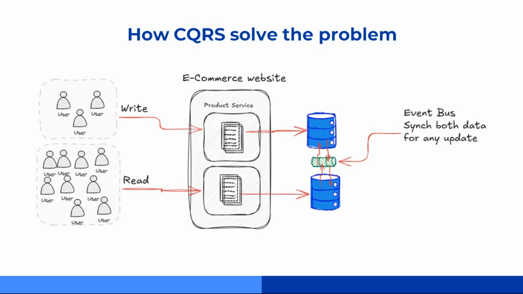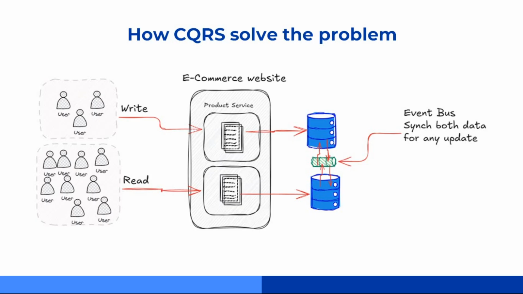At the top, we have the write side. This handles commands, actions like adding a product, updating prices, or placing an order. At the bottom, we have the read side. This handles queries, things like fetching product details, listing categories, or checking sizes.